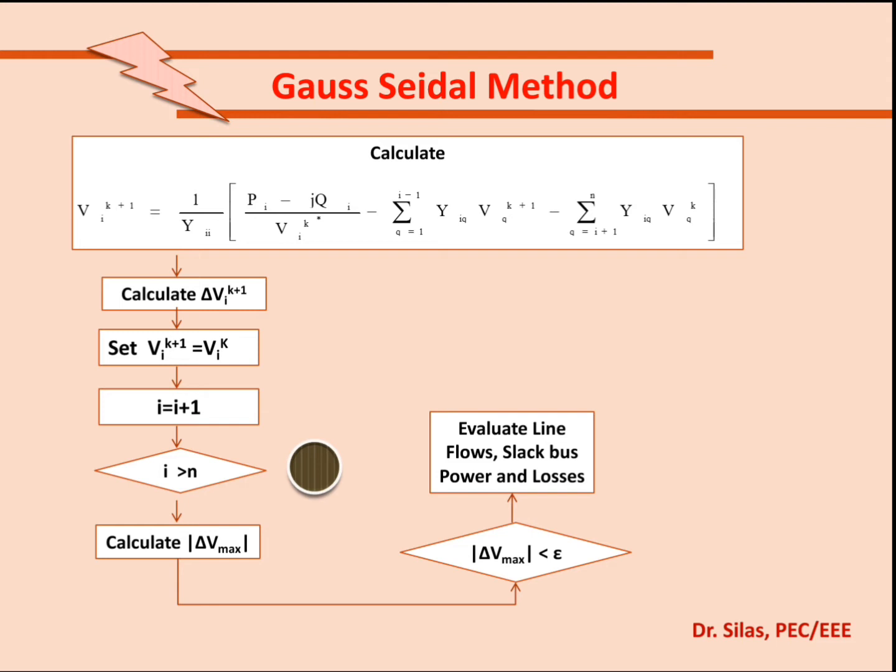Similarly, if the condition is not satisfied, that is, your delta Vmax value is not less than epsilon, you have to increase the iteration number and go to the outer loop point. Until the condition delta Vmax less than epsilon is satisfied, the loop has to be run, and after the condition is satisfied, you have to evaluate the line flow, slack bus power and losses, and stop the process. So this is your Gauss-Seidel method.